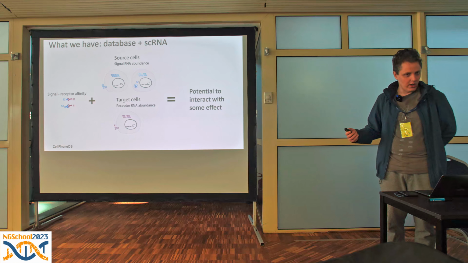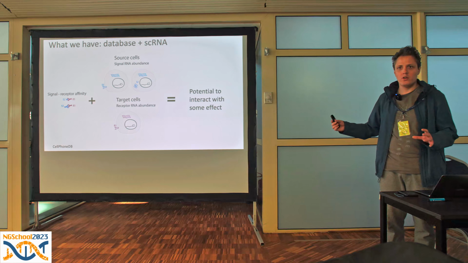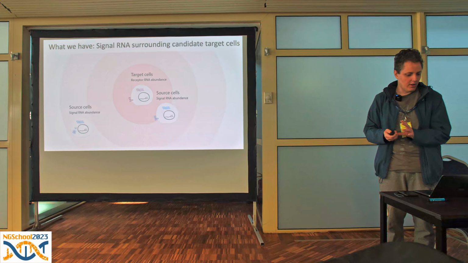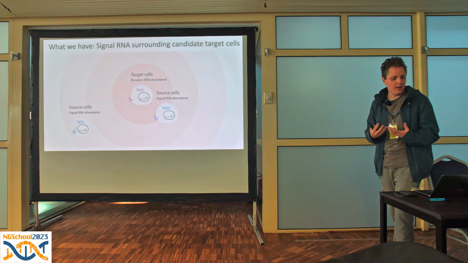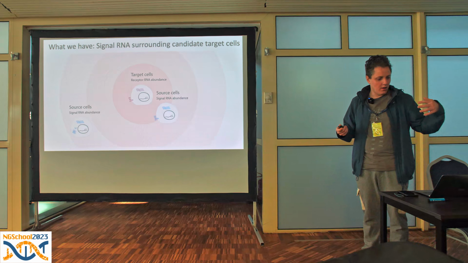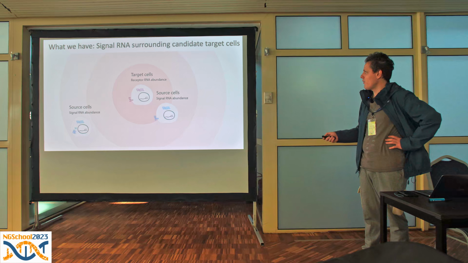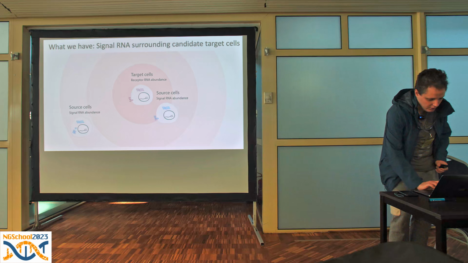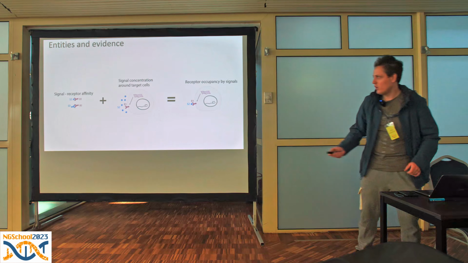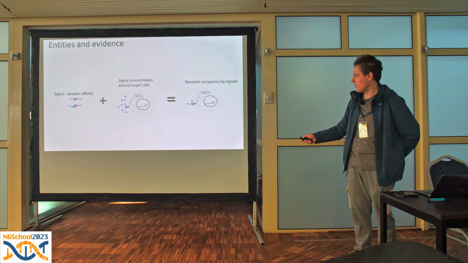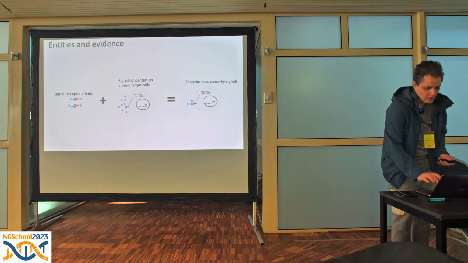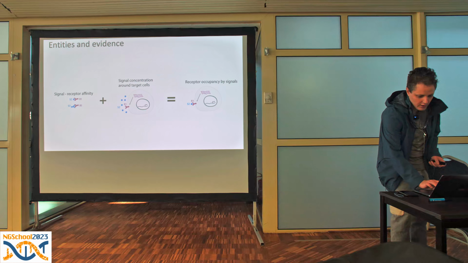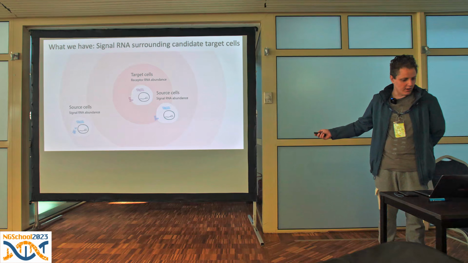And what we want to get at is whether they not just have the potential to interact, but are actually in the same spatial space. And we can get that by doing spatial profiling. However, the challenge is that in the spatial data we also have some constraints. Specifically, what we can see in the spatial data is where the target cells are, their receptor RNA abundance, where the source cells are and their signal RNA abundance. But we don't really know whether those signals reach target cells, and we also don't know the receptor occupancy. So there are lots of limitations on what you can see with these data sets. However, this could still be valuable information.